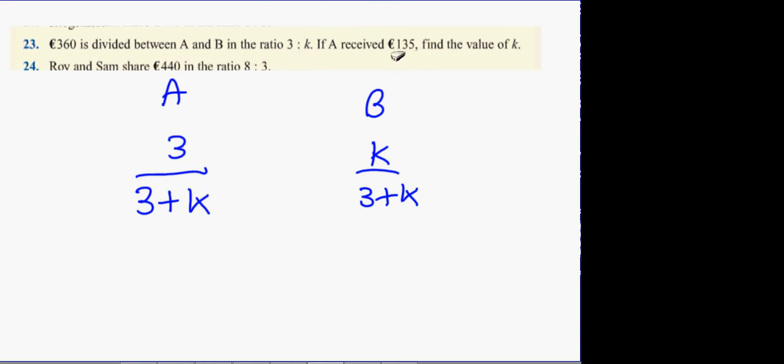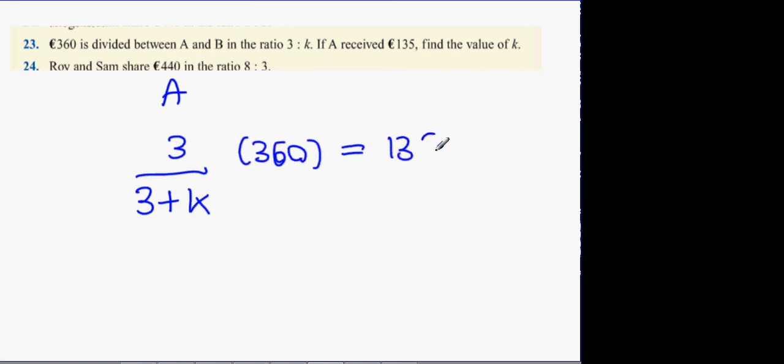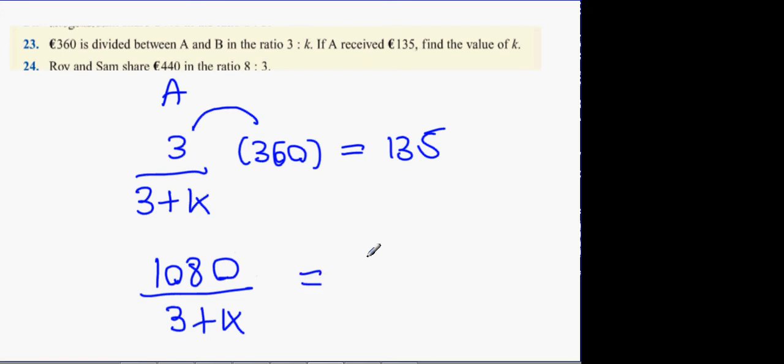Now it says A receives €135. This means that 3 divided by 3 plus K, when you multiply that fraction by 360, the answer is 135. So what we're going to do here is first multiply 3 by 360 and we get 1080. 1080 divided by 3 plus K equals 135. What we can do next is cross multiply.